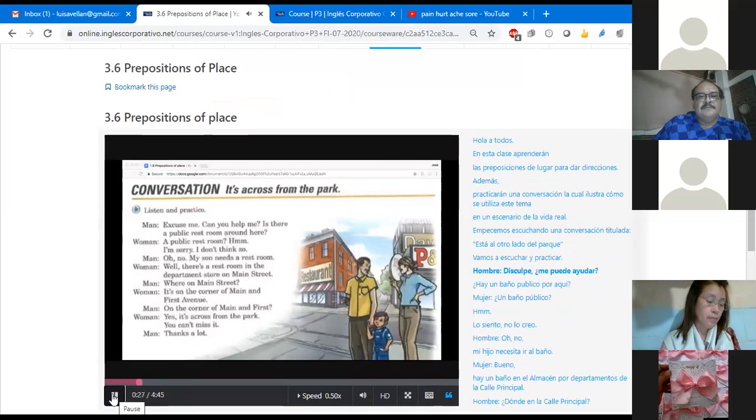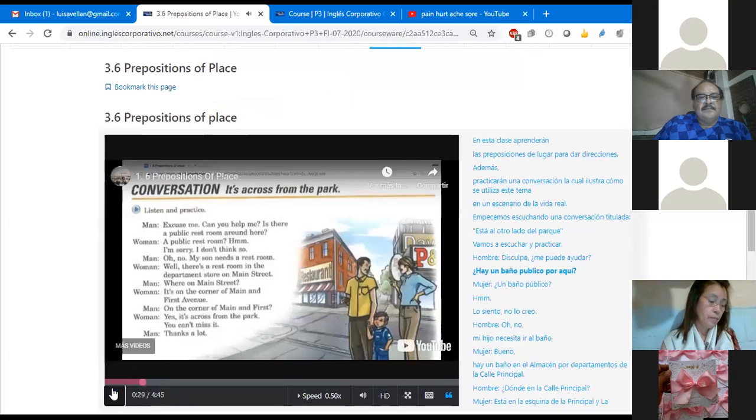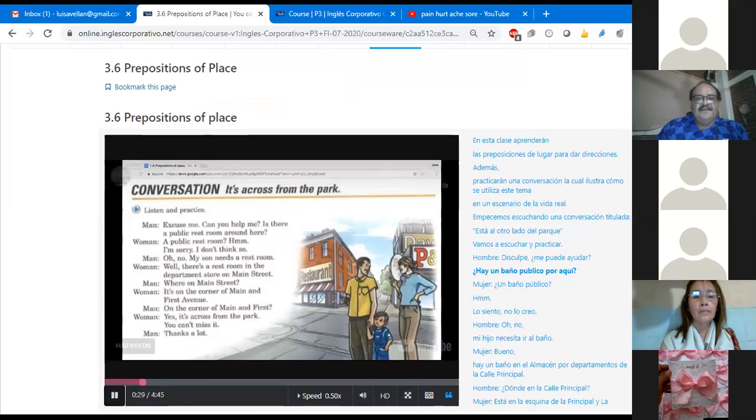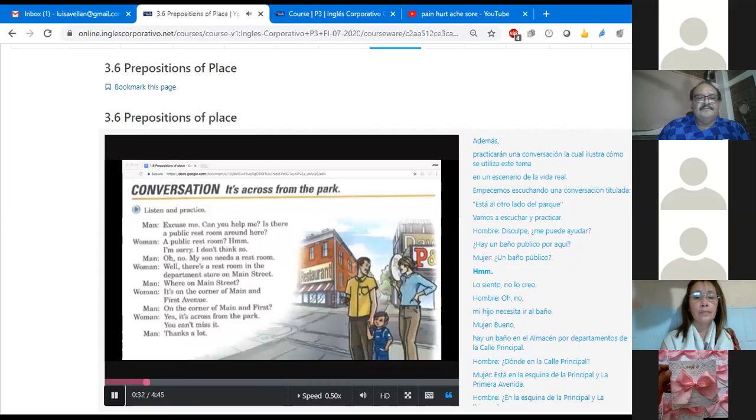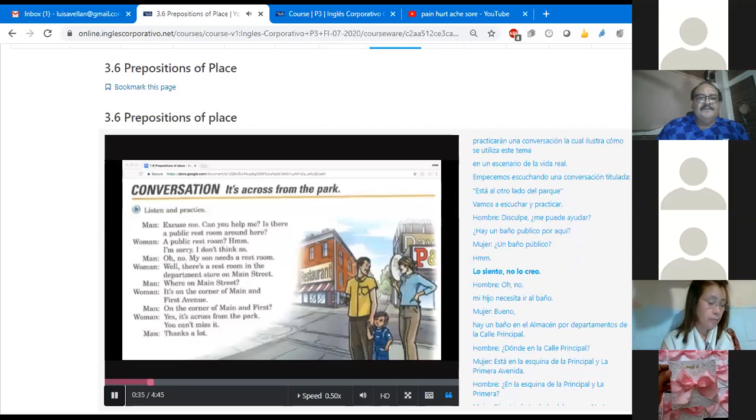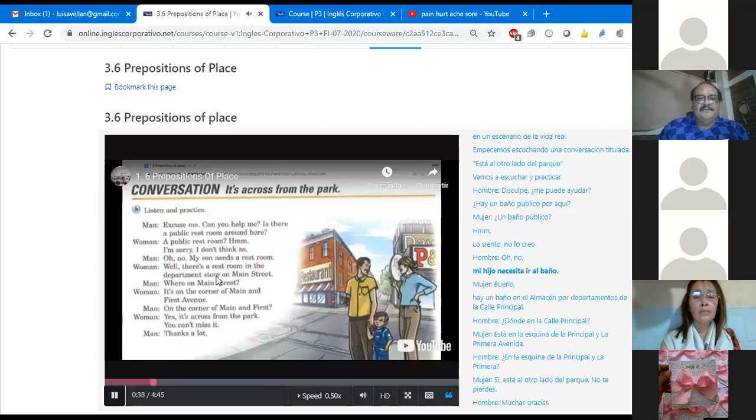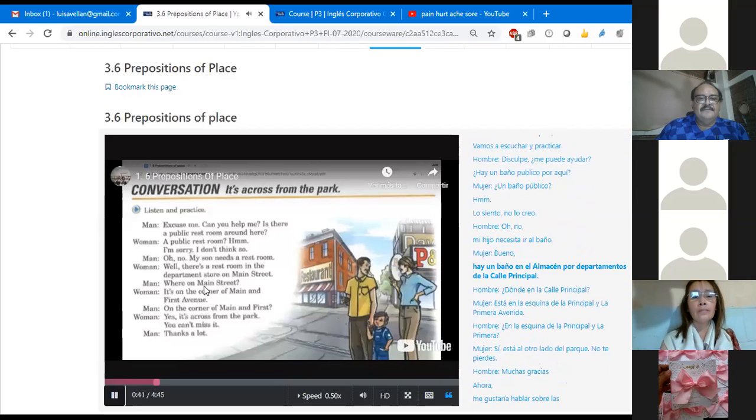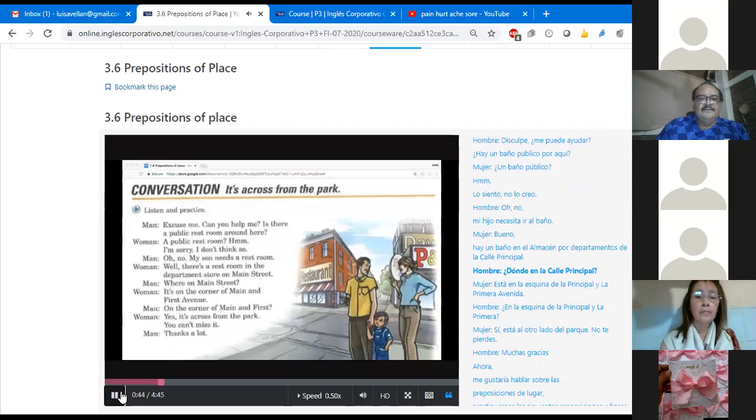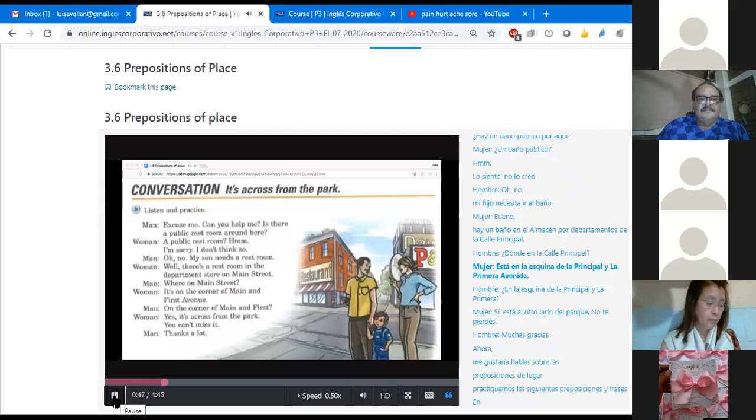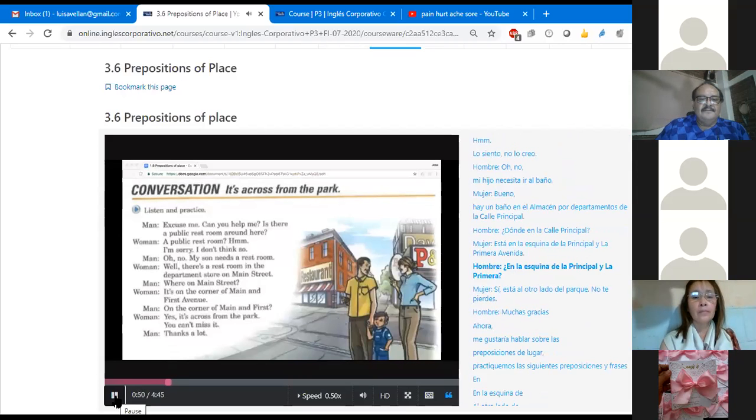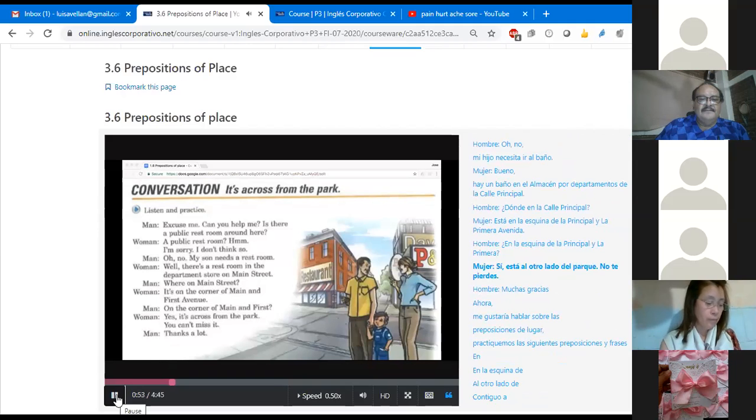Excuse me, can you help me? Is there a public restroom around here? A public restroom? Oh, I'm sorry, I don't think so. Oh, no. My son needs a restroom. Well, there's a restroom in the department store on Main Street. Where on Main Street? It's on the corner of Main and First Avenue. On the corner of Main and First? Yes, it's across from the park. You can't miss it. Thanks a lot.